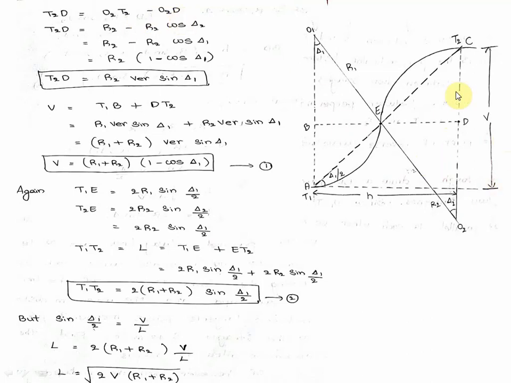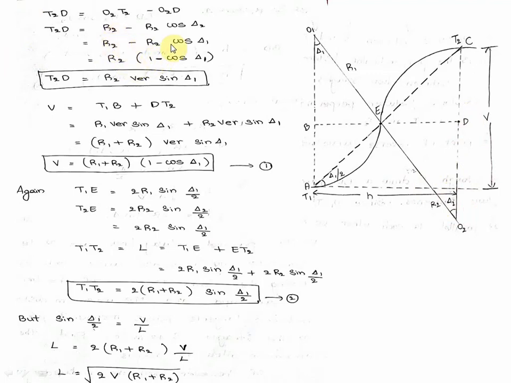Similarly, same here, this O2T2 can be written as R2, that is radius 2, because you can see this radius can go up to here, right? So R2 minus the same R2 cos delta 2, this O2d can be written as R2 cos delta 2. Here also take R2 as common.